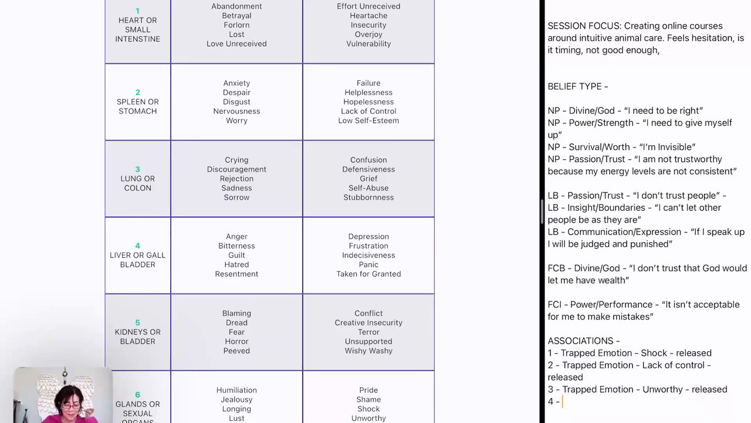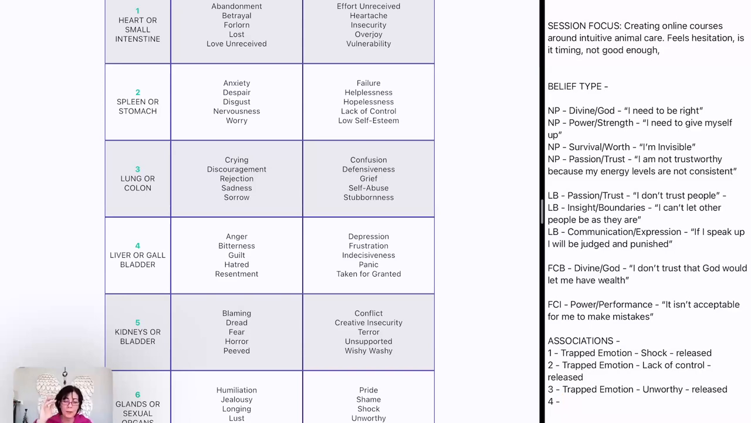Yep. Thank you, Dr. Bradley Nelson. Actually, and Josh Nelson, they created this together, probably with some other people too, for this Belief Code. But it all stems from the beginning, right? Dr. Nelson.